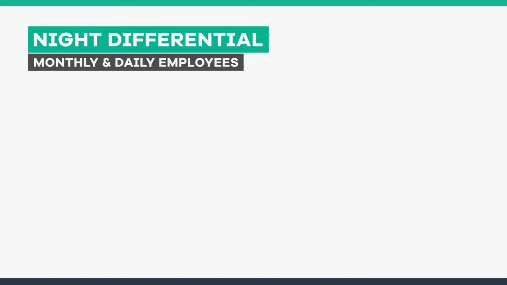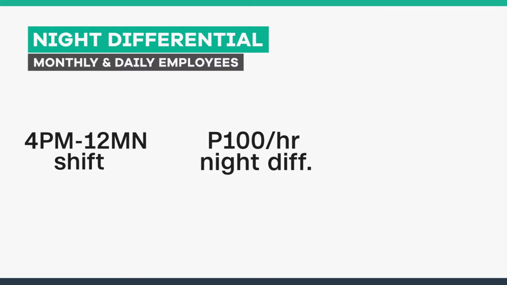For example, if an employee worked on a 4 p.m. to 12 midnight shift with a rate of 100 pesos per hour, he is entitled to a 2-hour night differential. That's 100 pesos per hour times 10% times 2 hours, or that's 20% additional per hour.